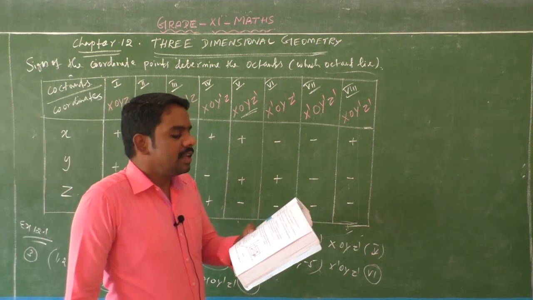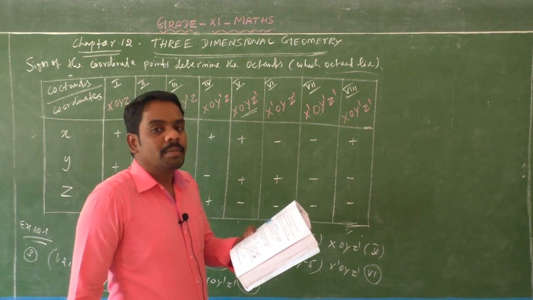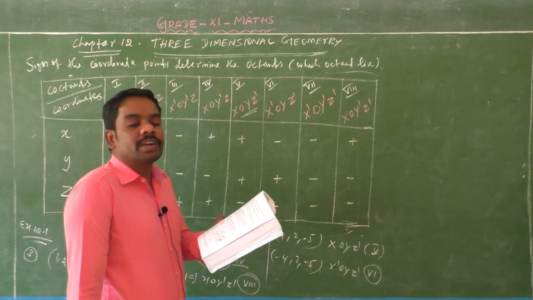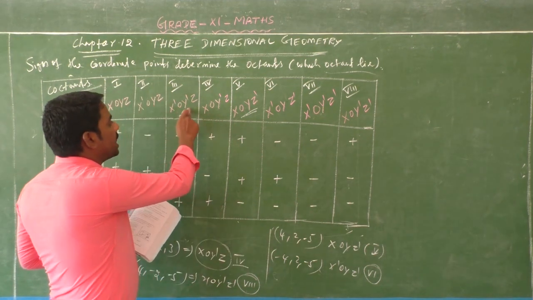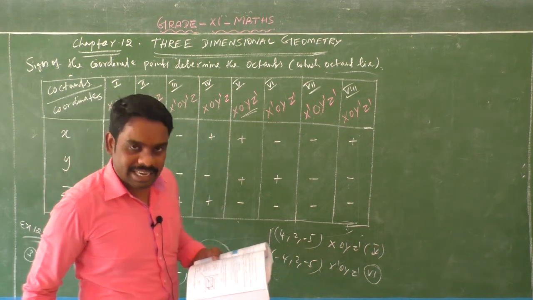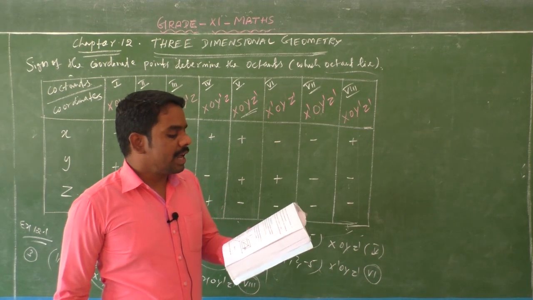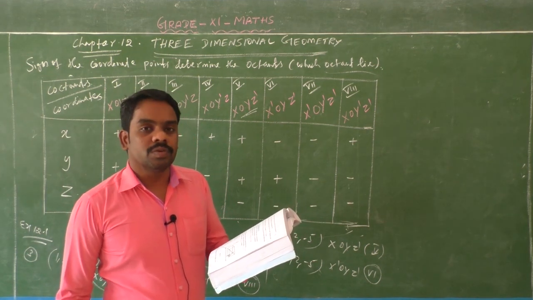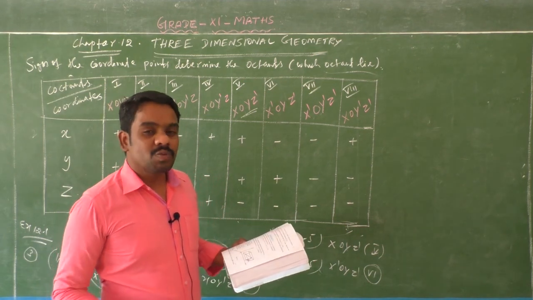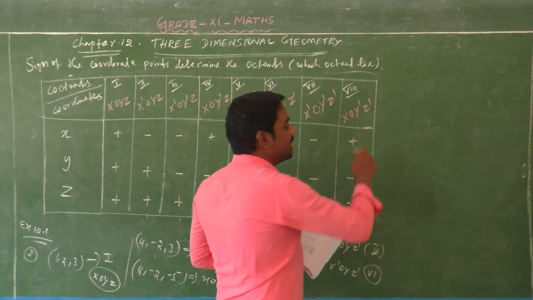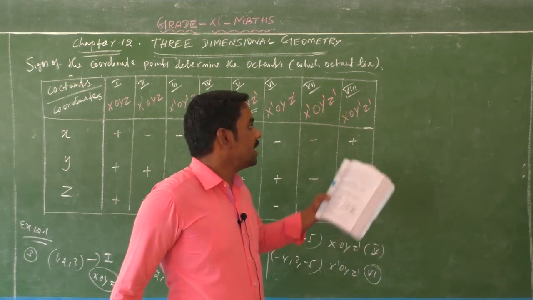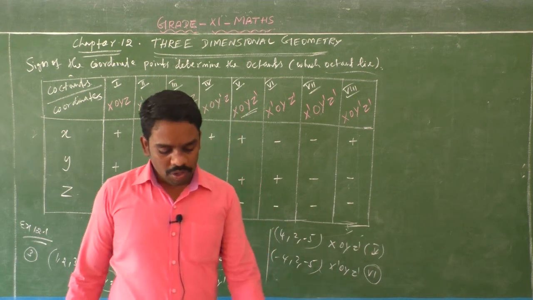Right. (-3, -1, 6). The x coordinate is negative, so X dash; the y coordinate is also negative, so Y dash; and the z coordinate is positive, so X'OY'Z. So the point (-3, -1, 6) lies in the third octant, that is X'OY'Z. And the last point, (2, -4, -7): the x coordinate is positive, the y coordinate is negative and the z coordinate is negative. So XOY'Z', that is the 8th octant. So the point (2, -4, -7) lies in octant number 8, XOY'Z'.